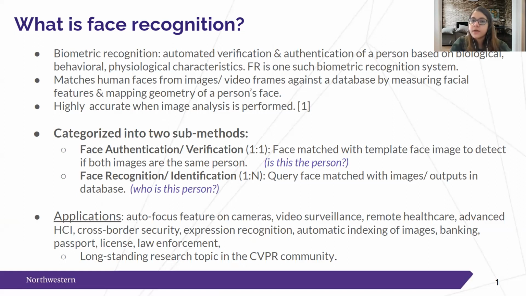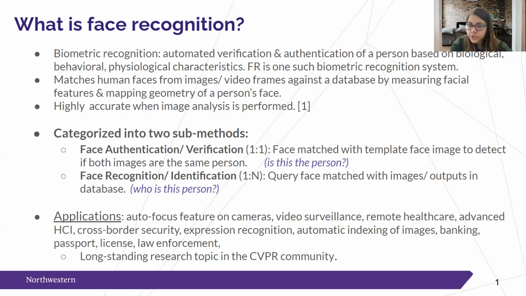research in these areas. So face recognition is one such biometric recognition system, and what it does is it matches human faces obtained from images or video frames against databases by measuring the facial features and mapping the geometry of the person's facial features. So it can be categorized into two sub-methods: face authentication or verification, and face recognition or identification.